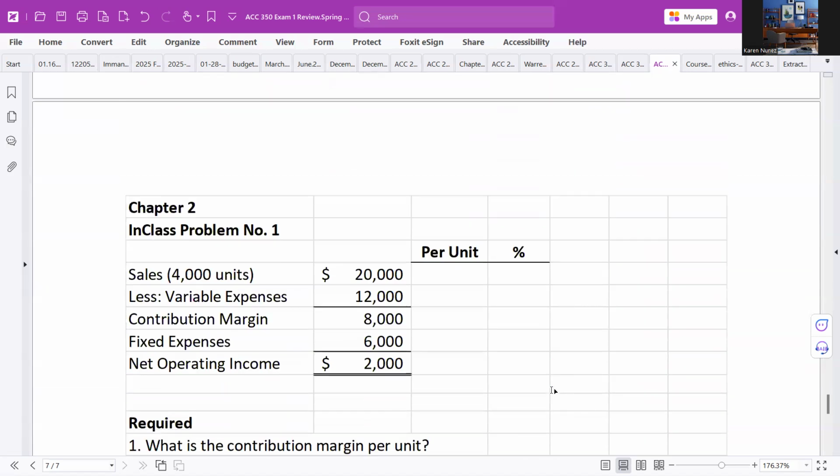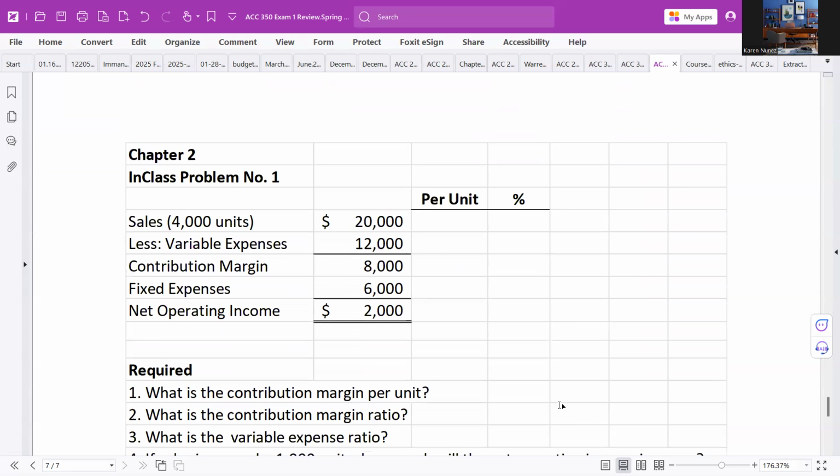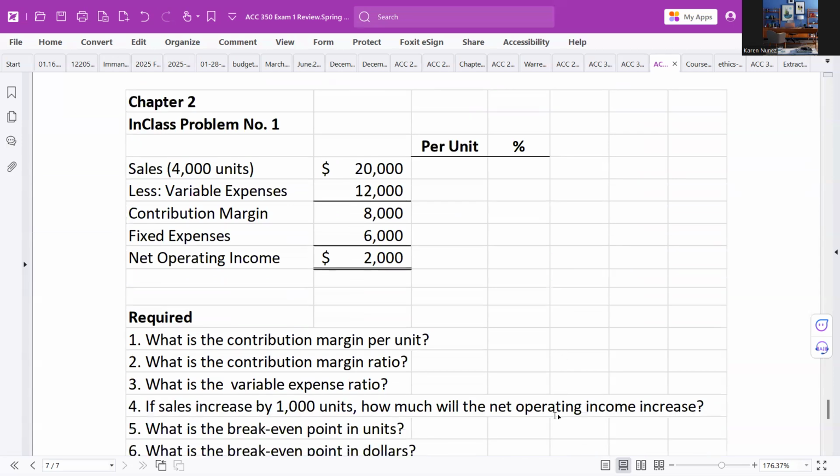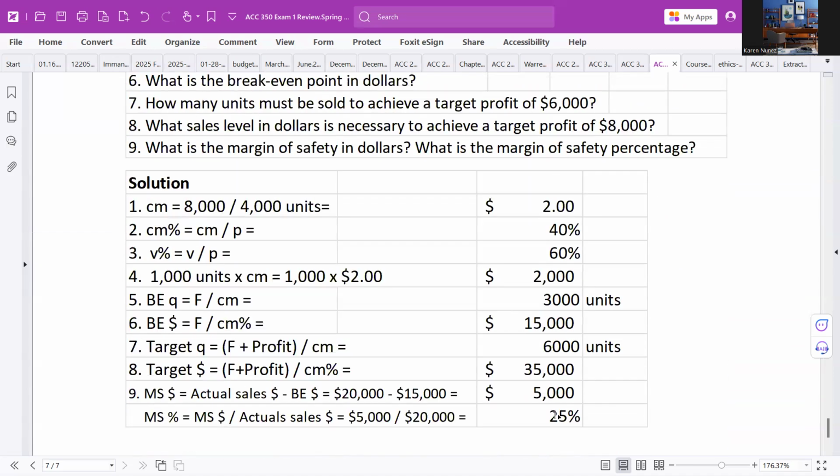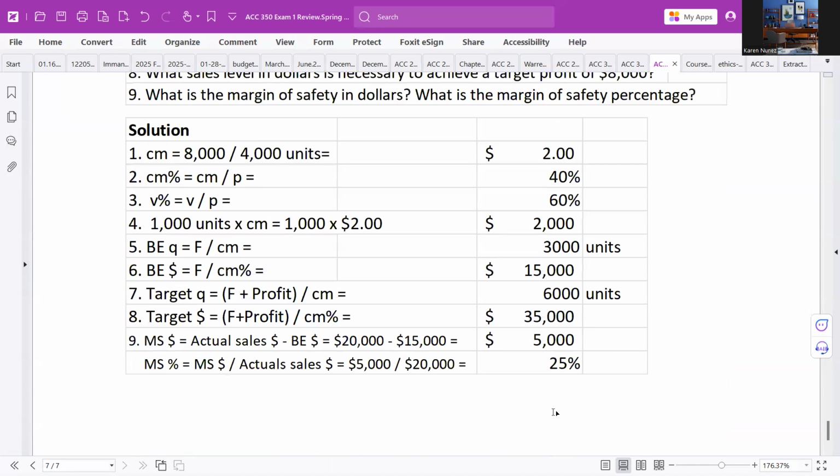And kind of the same thing for in class problem number one. So needed to be able to find the contribution margin per unit, contribution margin ratio, variable expense ratio. So we did some of the same kinds of things in this exercise, and I've got the solutions down here for you to work through.